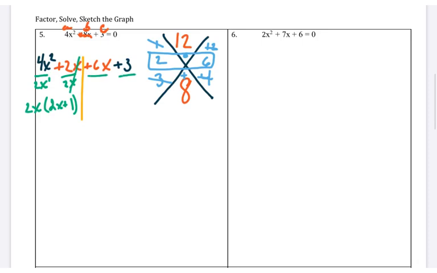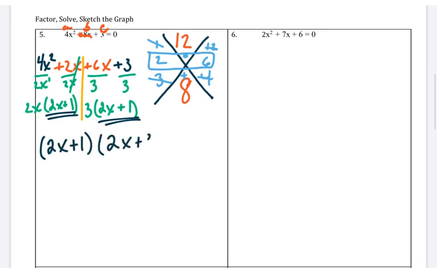These numbers, I can divide them both by 3. So 6x divided by 3 is 2x. 3 divided by 3 is the number positive 1. Okay, they match, so we know we did it correctly. So I get 2x plus 1 and 2x plus 3.